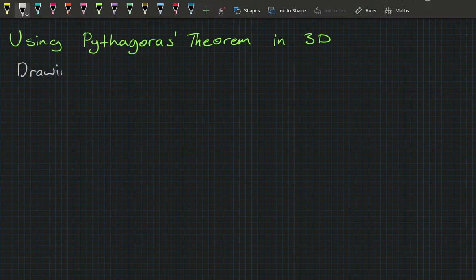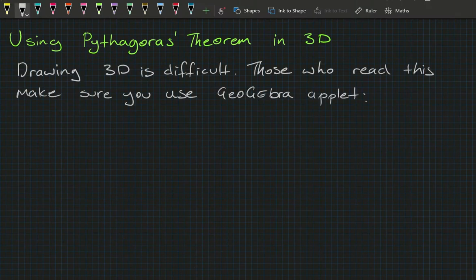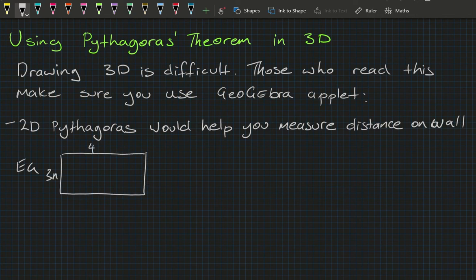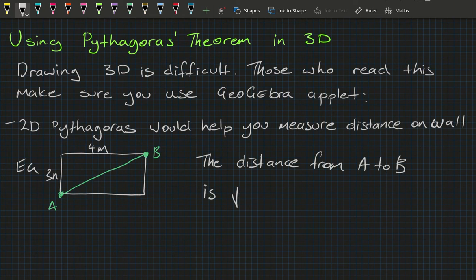Okay, I'm going to struggle drawing a lot of this, so I'm going to rely upon using GeoGebra. So far, we've worked with Pythagoras in 2D. And 2D Pythagoras would help you find the distance between two corners on the same wall. For example, a wall that is 3 meters high and 4 meters across. If I wanted to figure out the distance from A to B, it is equal to the square root of 3 squared plus 4 squared, which is just 5.